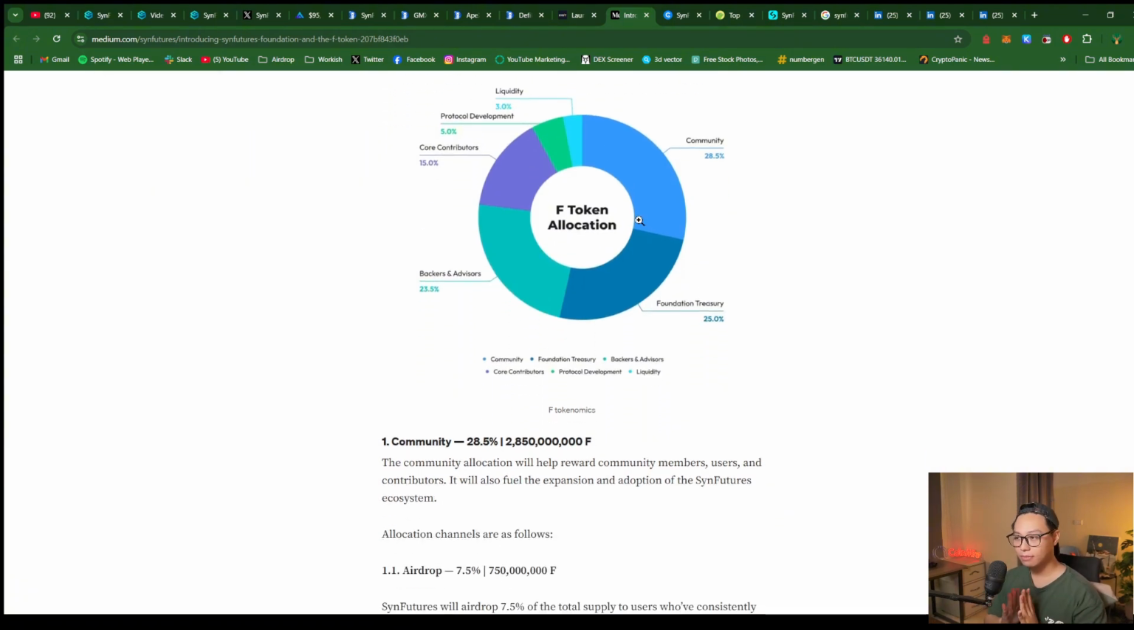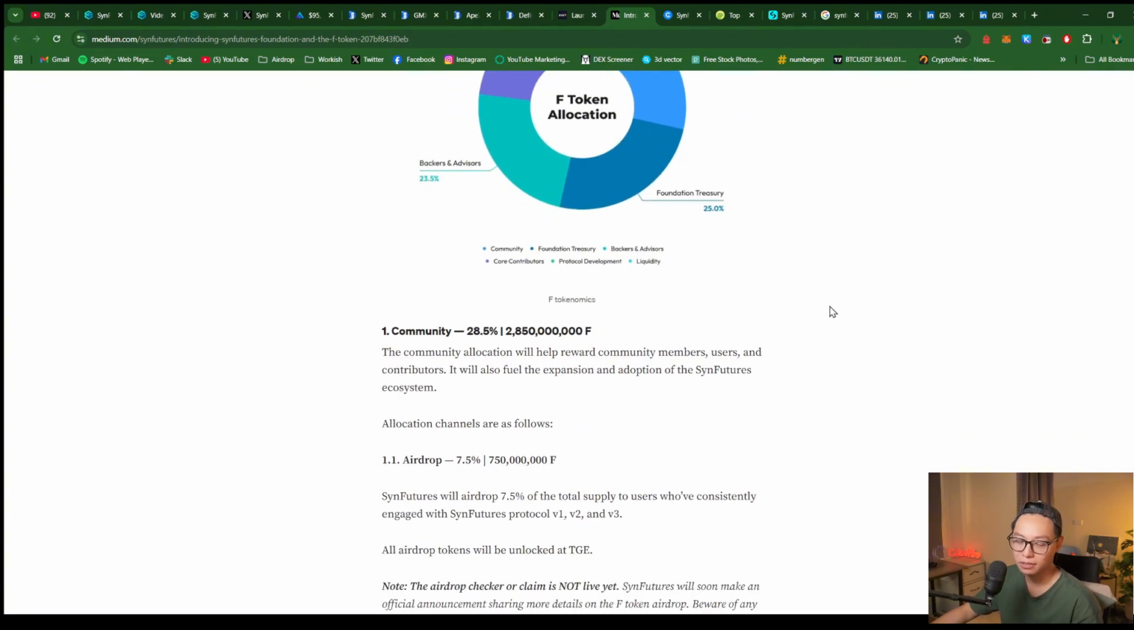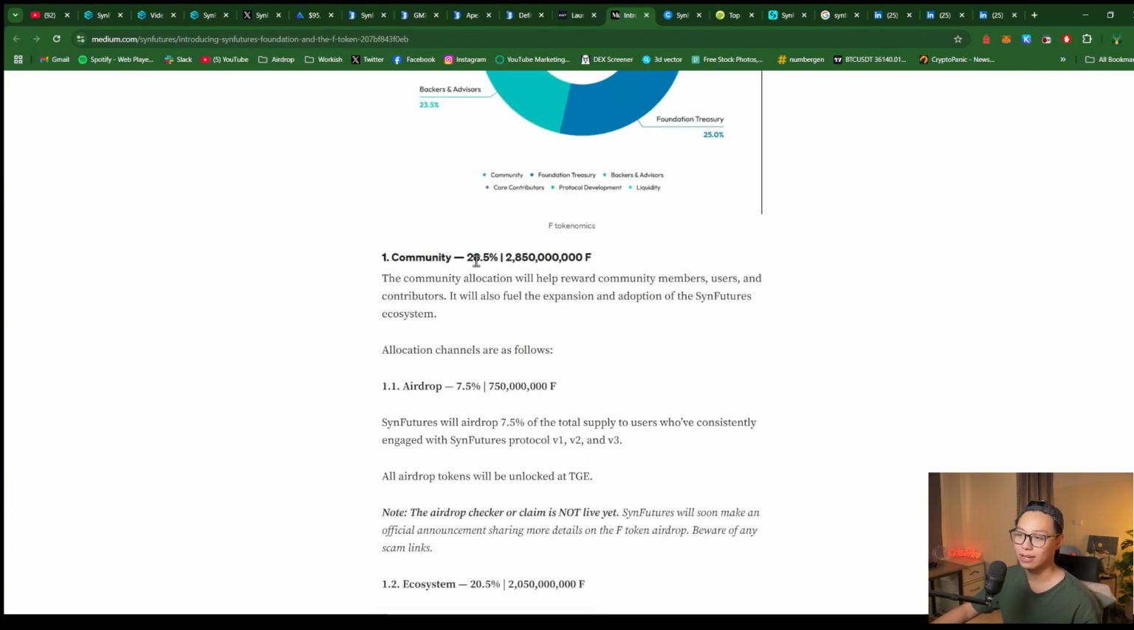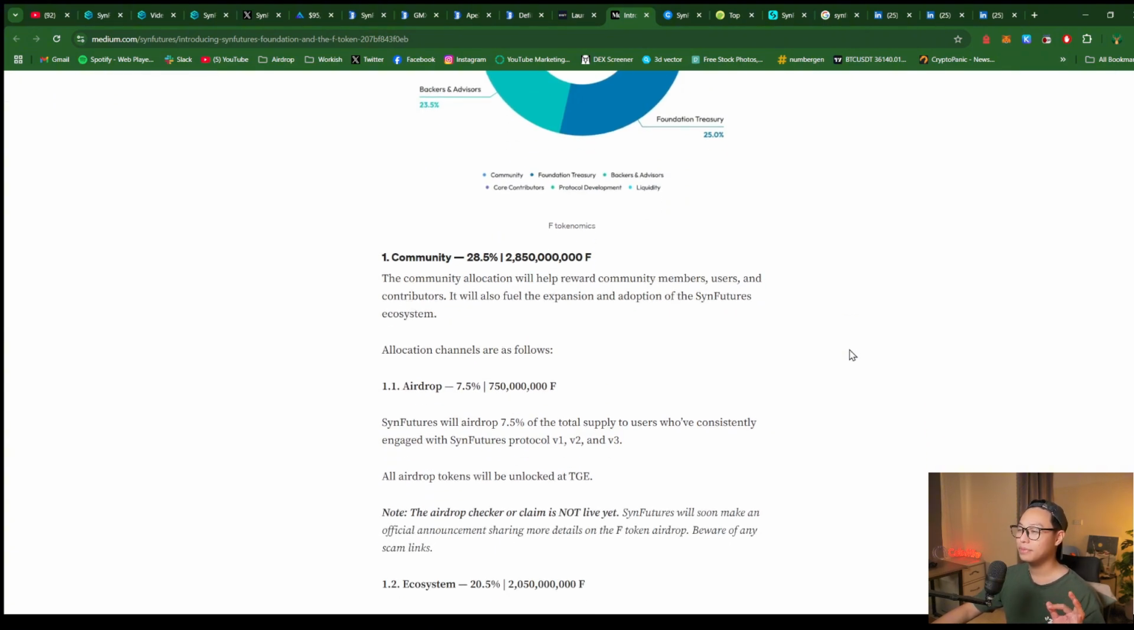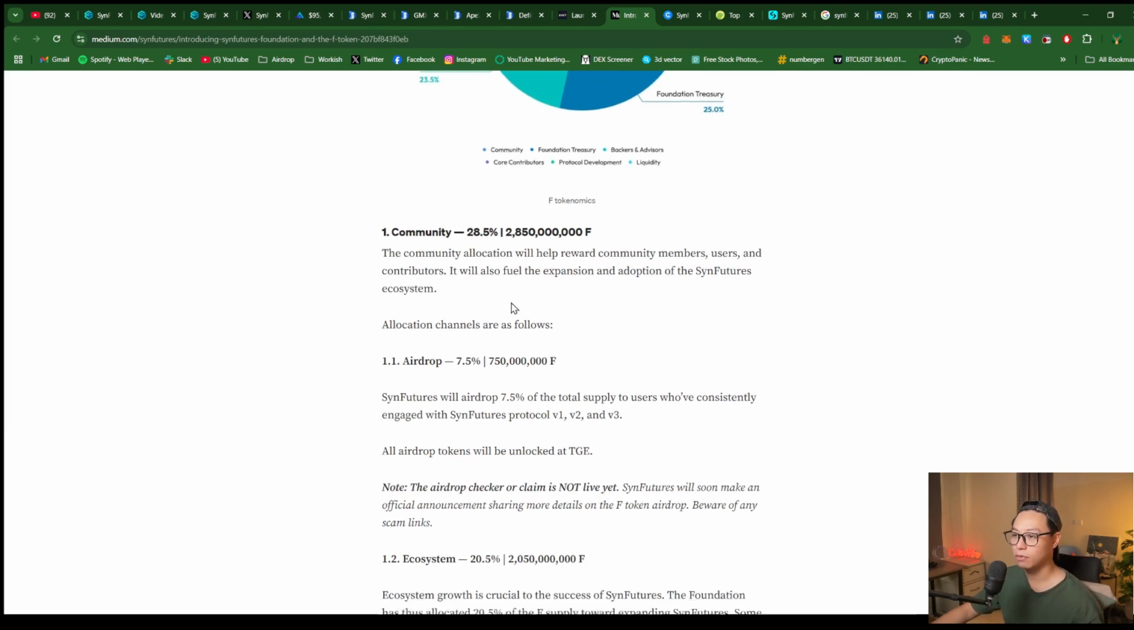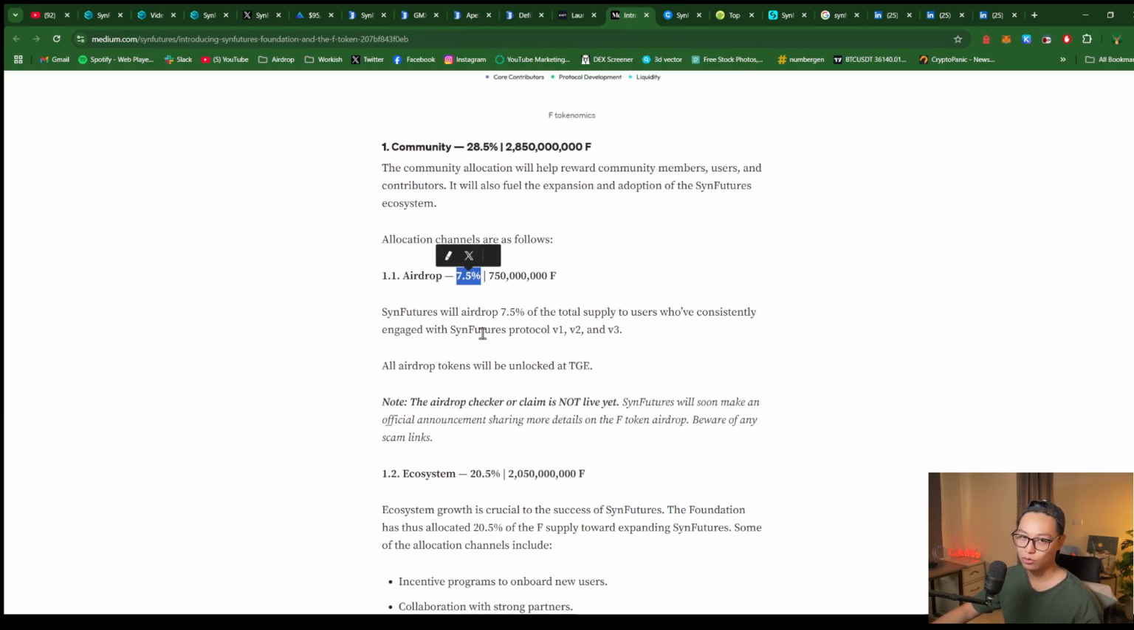Now, I have problems with this tokenomics, okay? It's not like I don't like it. It's final. It is what it is, right? I just have issues with the way they use their wording. And this happens with a lot of projects that I've been looking at. It's not only SynFutures. I don't know why they do this. So here we go. First of all is the community, 28.5%. When people look at this number, they'd be like, oh, it must be for the airdrop then. It must be for us. Not entirely. Within this community 28.5%, only 7.5% is for the airdrop.